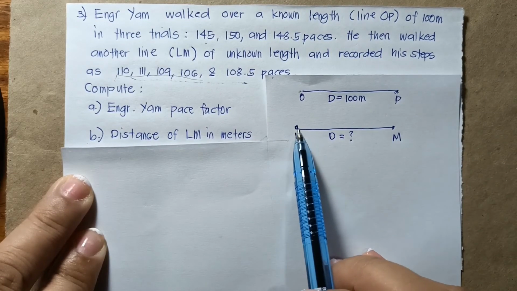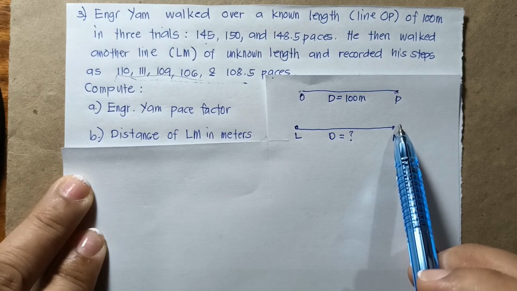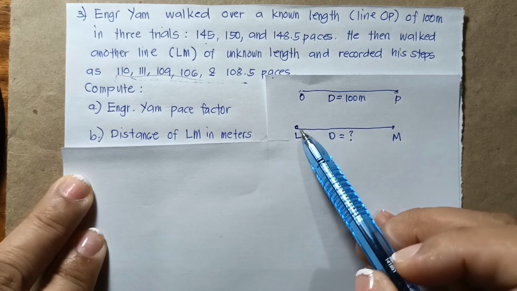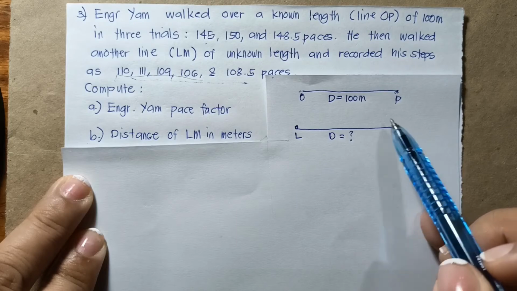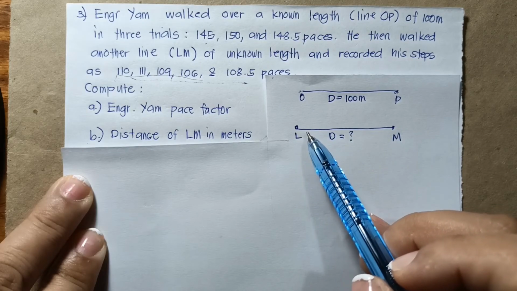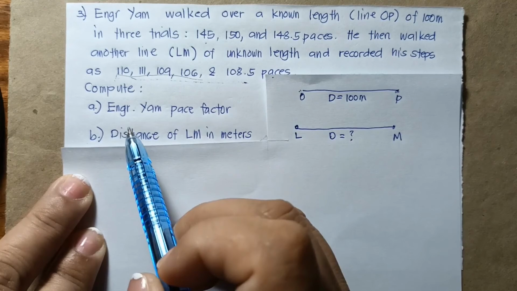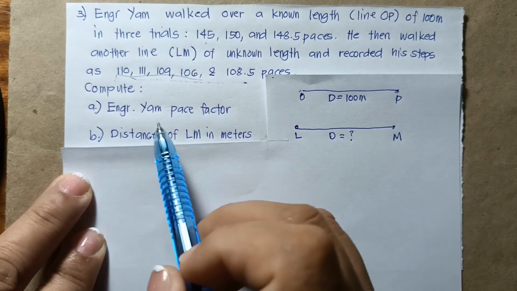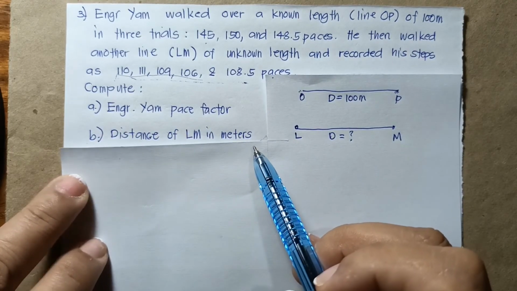So when he walked along this line, he made 5 trials: 110, 111, 109, then 106, and 108.5 paces. Okay, so the required are the pace factor and the distance of LM in meters.